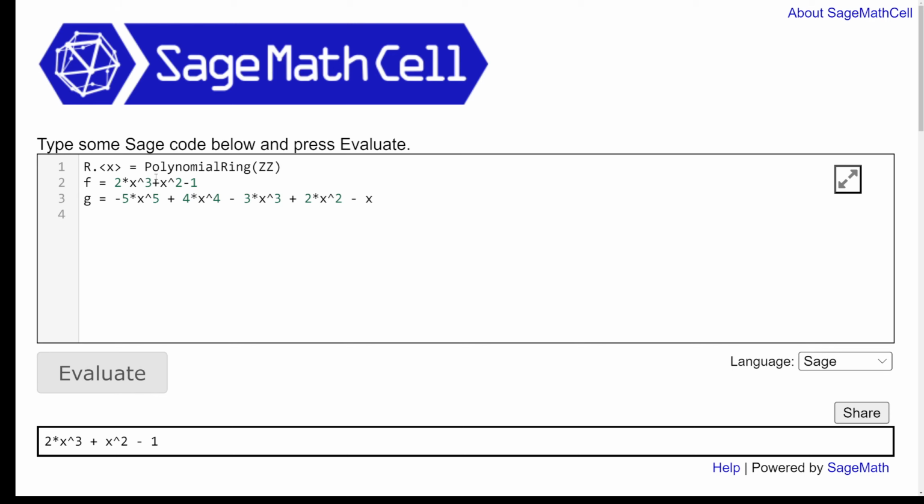All right. So we can do polynomial arithmetic. We can look at f plus g, and you can verify that that's the right answer. You can look at f minus g, and you can verify that that is also the right answer. We can look at g minus f. So we should get the negative of that, and we do. Great. We can also do polynomial multiplication. So there's f times g, and we know that polynomial multiplication is commutative. So if we look at g times f, we should get the same thing, and we do.